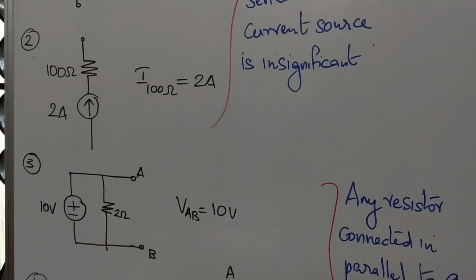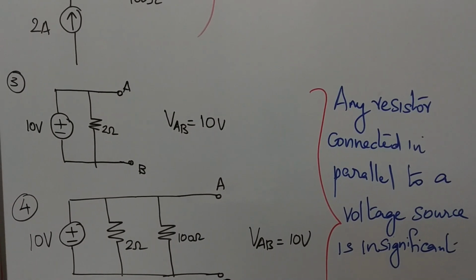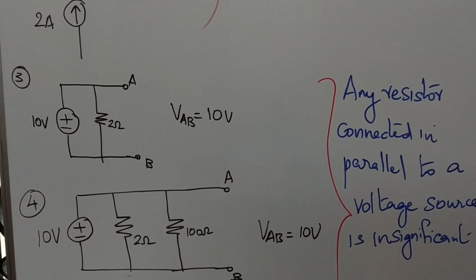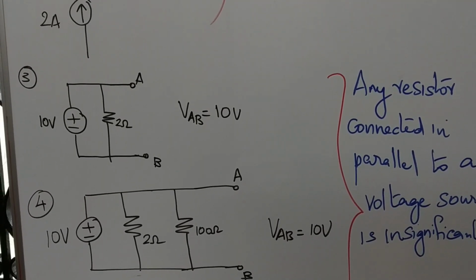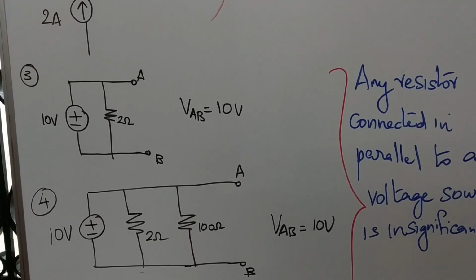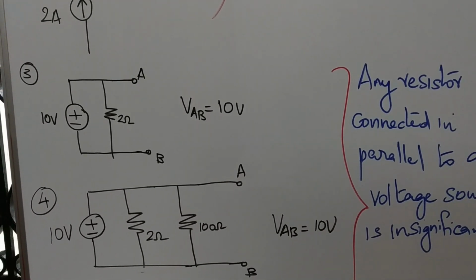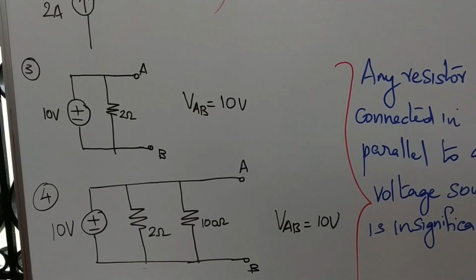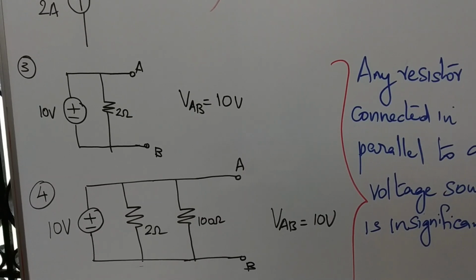Now consider the next case. Here in the first case I am connecting a voltage source in parallel to 2 ohm. So what will be the voltage developed across the terminals A and B? It's a parallel connection. There is no series component, so there won't be any drop in between. All parallel points will have the same voltage. Therefore, the voltage at AB will be 10 volt.